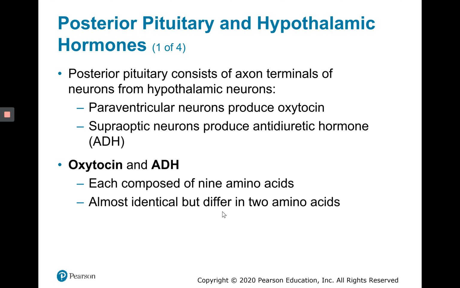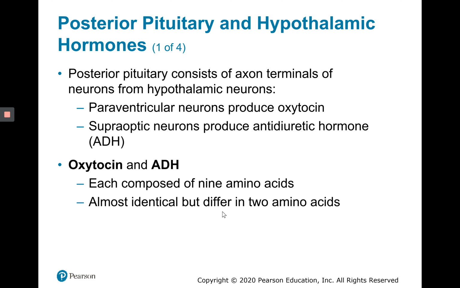So the posterior pituitary consisted of those axon terminals, and those were axon terminals of neurons from the hypothalamus. We had the paraventricular and supraoptic nuclei in the hypothalamus. Their tracks went through the infundibulum, and their axon terminals were in the posterior pituitary lobe. The axon terminals of those hypothalamic neurons in the posterior lobe produce oxytocin or antidiuretic hormone.